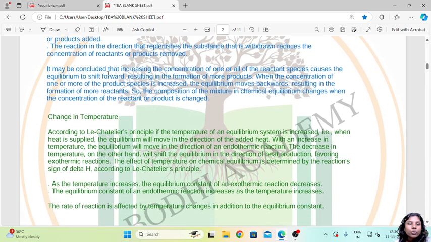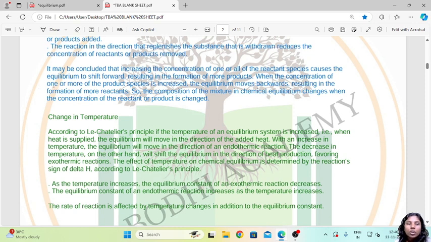So we can conclude from this that increasing the concentration of one of the reactant species causes the equilibrium to shift forward. On increasing the concentration of the reactant, the reaction is going to proceed in the forward direction, that is towards the right side, resulting in the formation of more products. So if you add more reactants, you will get more products.